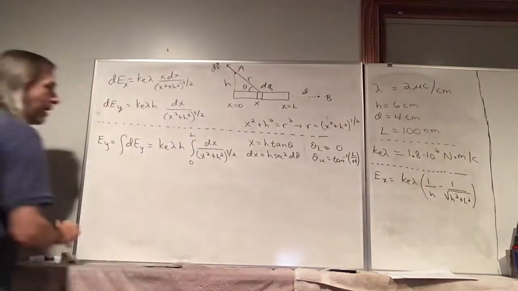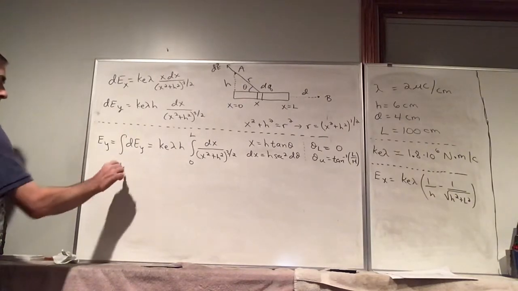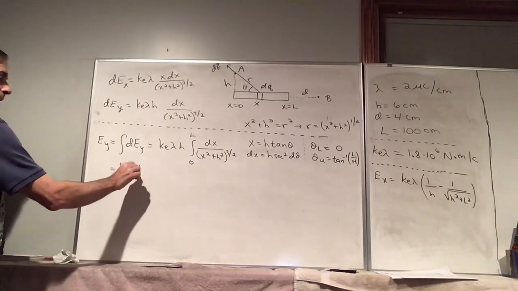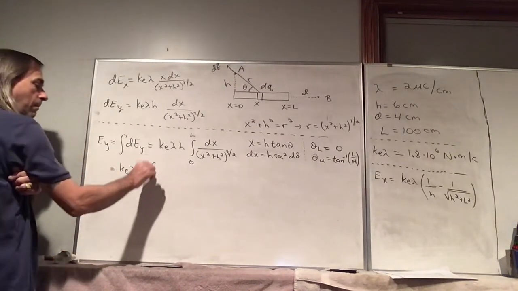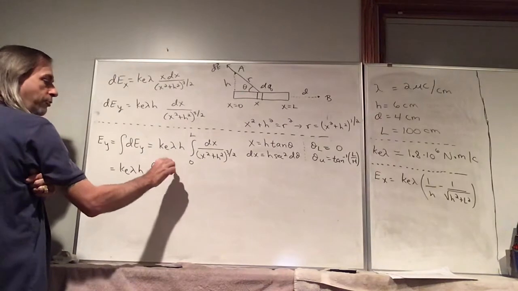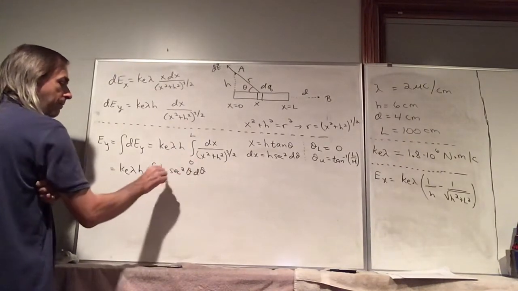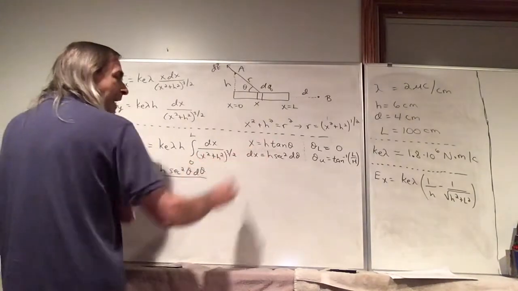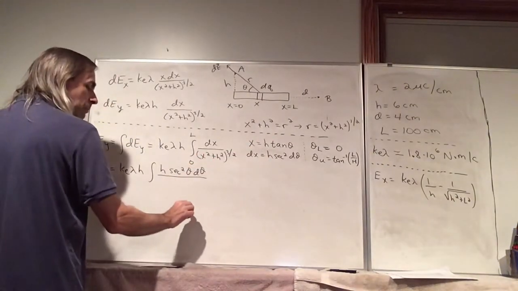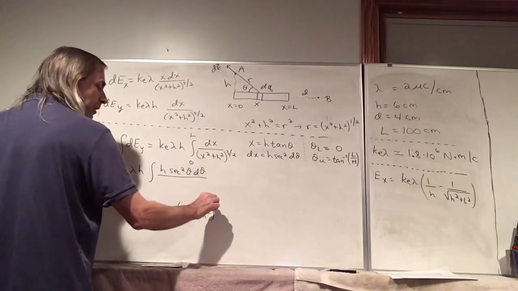So let's now make our change of variables. We have this ke lambda h, and then dx is h secant squared theta d theta. And on the bottom, again, we'll work this off to the side just because we have limited room here. X squared plus h squared to the 3/2. We'll do the whole thing.